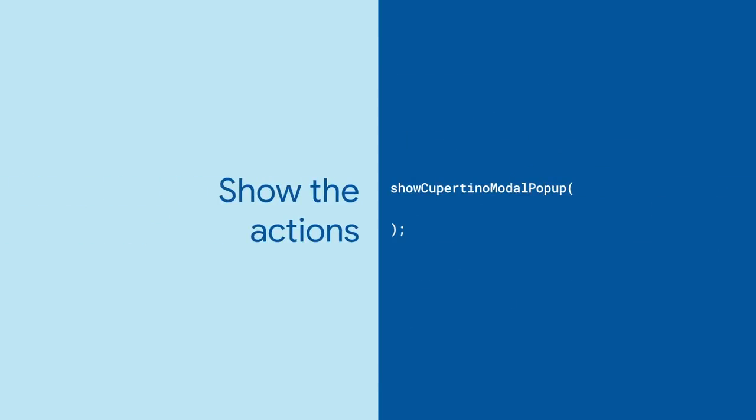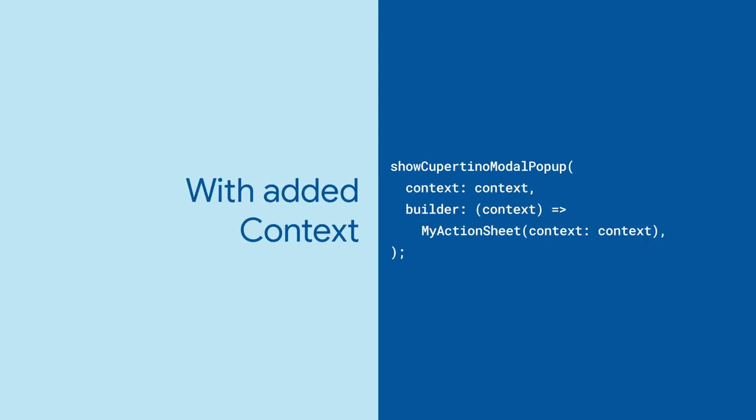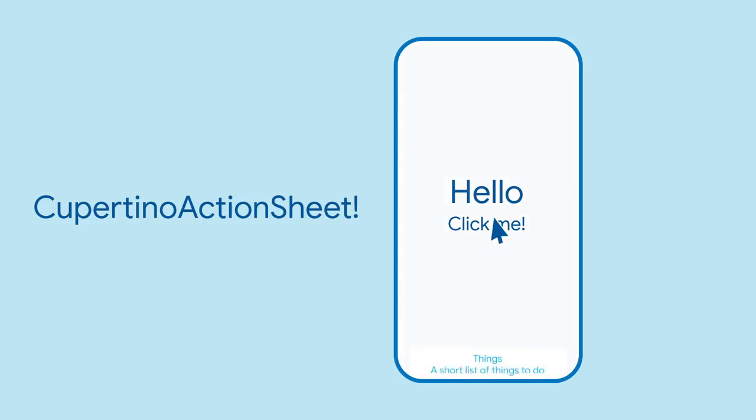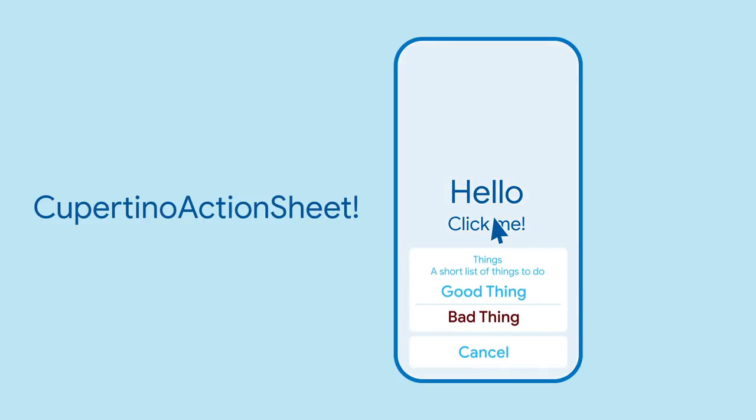Finally, we need to show the action sheet. For that, call showCupertinoModalPopup, passing the current build context and a function that builds our action sheet. And there we have it, a list of actions that slide in from the bottom in iOS style.